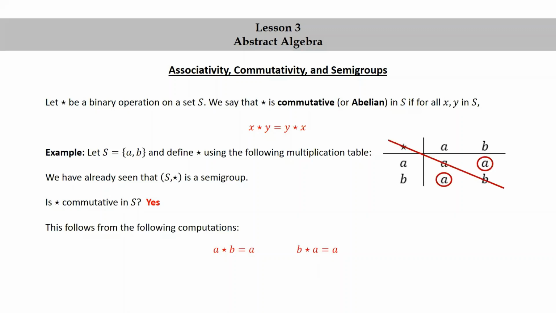Visually, we could check commutativity by drawing a diagonal line down the main diagonal of the multiplication table and checking that we have symmetry across this line. Notice the two A's across the diagonal line there. It's acting as a mirror, and since both of those elements are equal, we see that we have commutativity. So (S, star) is a commutative semigroup.